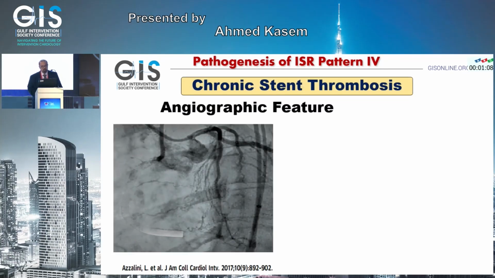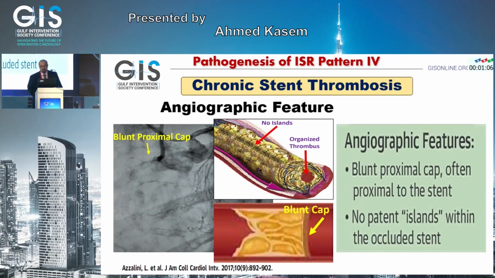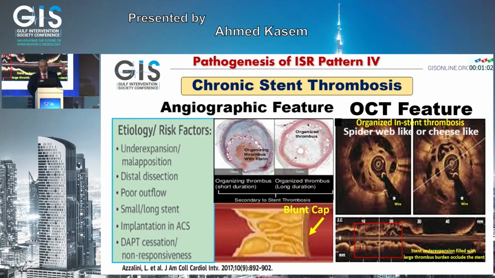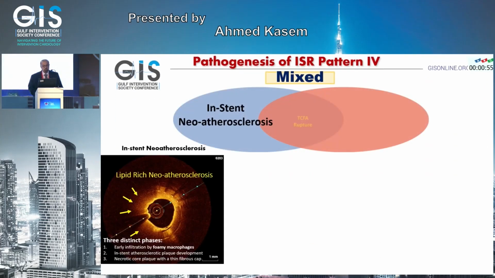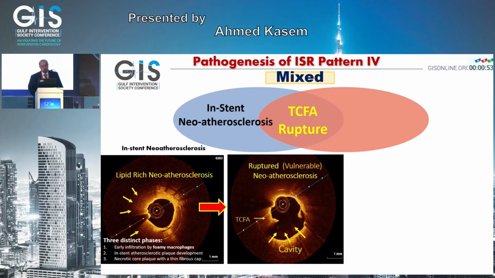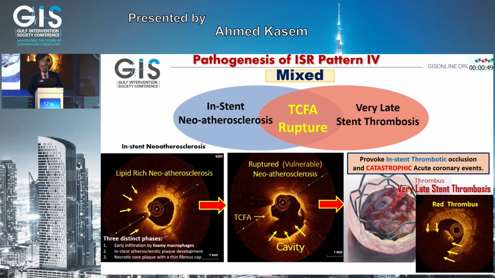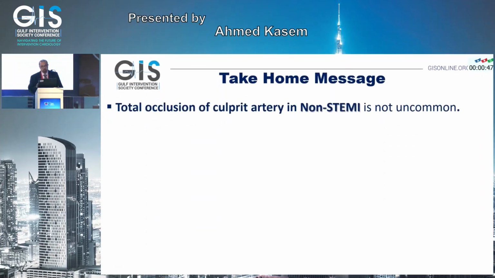Angiographic features are the blunt proximal cap and the patterns specific for this thrombosis, spider web-like and cheese-like. There is also a long list of risk factors for stent thrombosis, chronic and mixed between new atherosclerosis and inflammation with hyperlipid contents, rupture of the plaque, and stent thrombosis. These are the 3 major pathogeneses of the total pattern of stent occlusion, either acute or chronic.